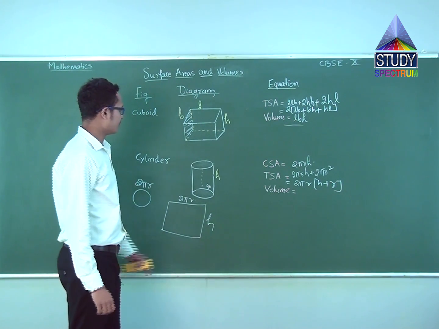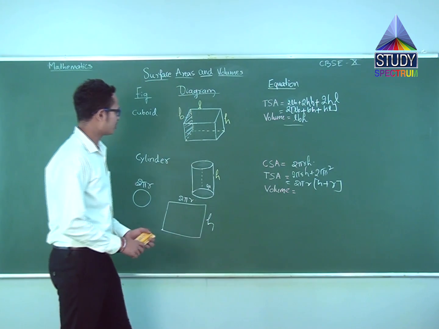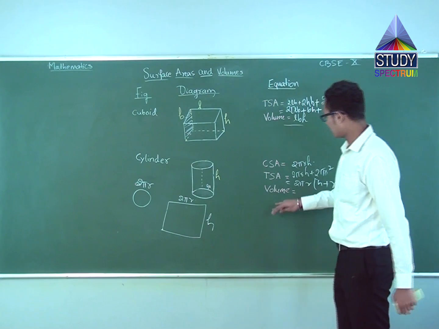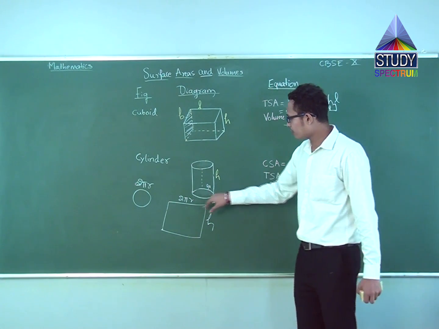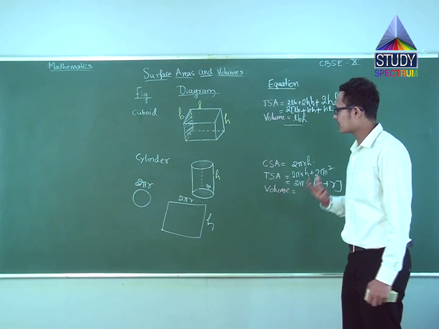Now let's derive the volume. This is again pretty simple. Okay, here it goes. Volume is, as I told before, the cross-sectional area multiplied by the height. You have to understand what this cross-sectional area means.